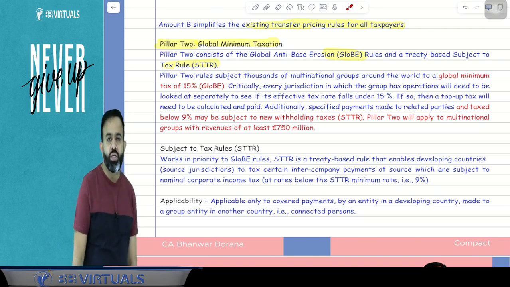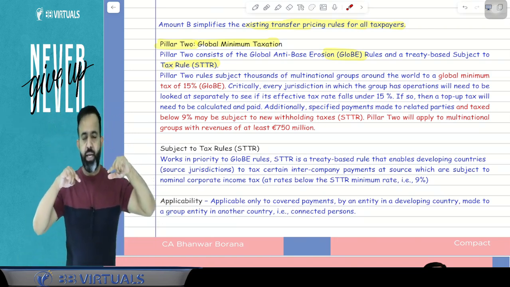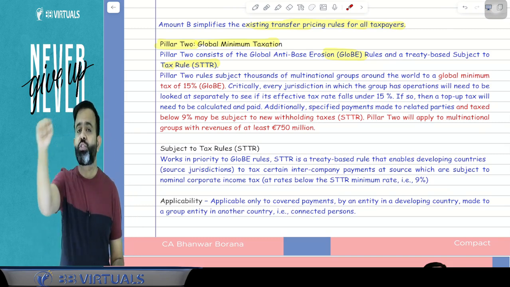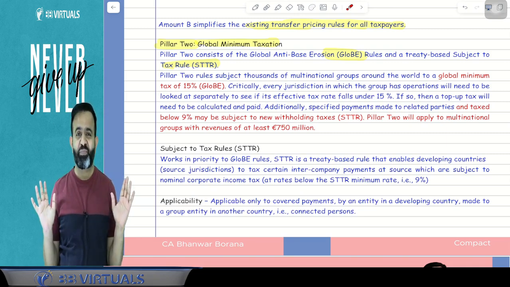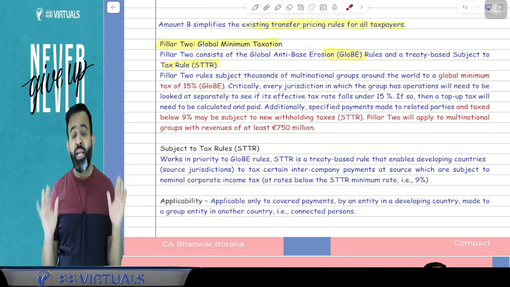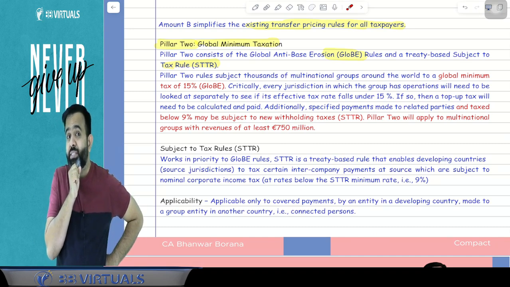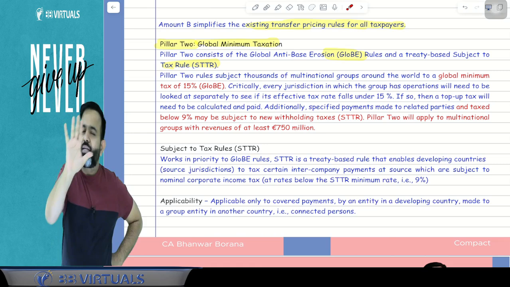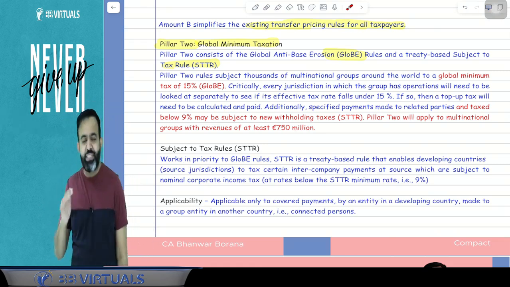STTR means subject to tax rule. Now the GloBE rule says that if there is a multinational company, then in every country, in every jurisdiction, they have to pay the minimum tax of 15%. Suppose they are paying a lower tax, say 10%, then that country has the right to charge the top-up tax, that is, 5% will be the top-up tax, because the minimum tax is 15%.